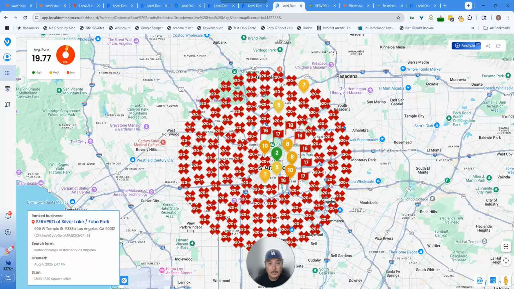Local Dominator is super easy to use. You just punch in your keyword. I think there's a free tier. If not, this should be affordable to anybody who owns a local business. And again, this is something that you just need to be using. Not just if you're doing your own SEO, but also you need to be able to read this for when your SEO agency actually gives you these reports.